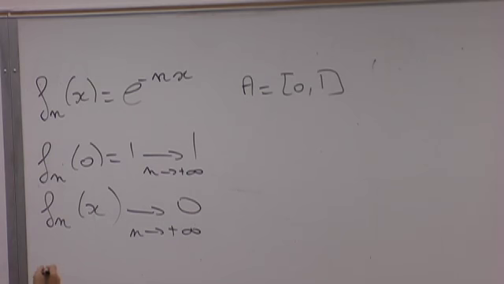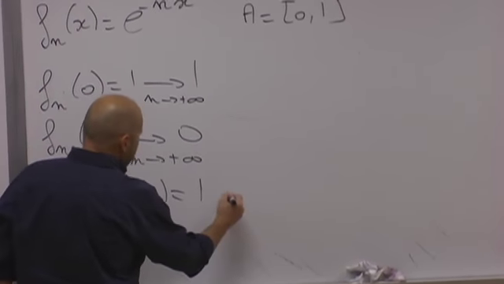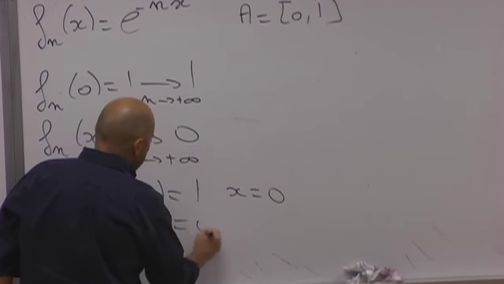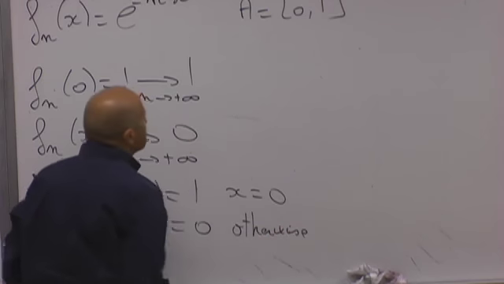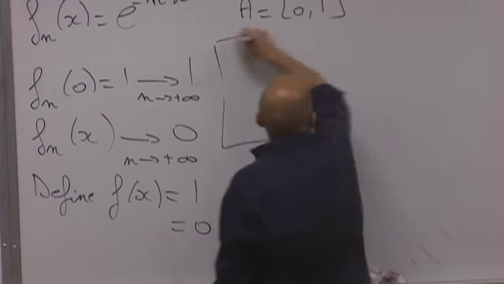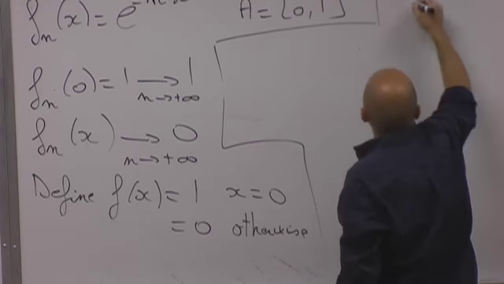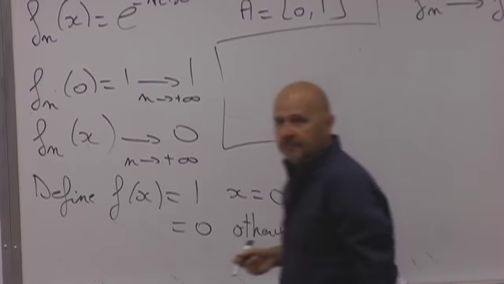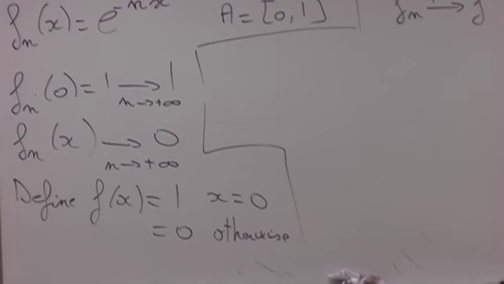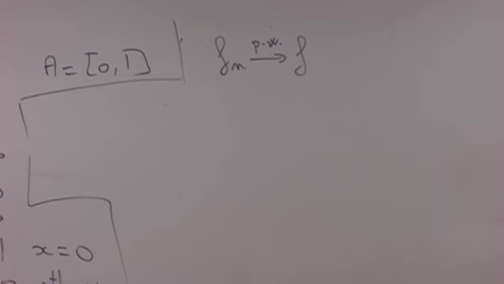So define f(x) as being 1 for x equals 0 and 0 otherwise. Then you can say that your Fn converges to f pointwise. Okay, that's how you do it. You just fix your x and look at the limit. Now, what about uniform convergence?